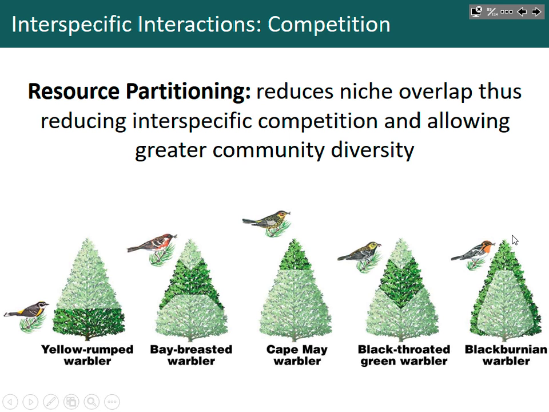The Cape May warbler only feeds in the very upper branches of the tree. The black-throated green warbler is similar to the bay-breasted warbler, but it actually spends a little more time inwards towards the trunk and less time out on the periphery branches. And then the Blackburnian warbler only feeds on the outer branches, never moving into the core of the tree.